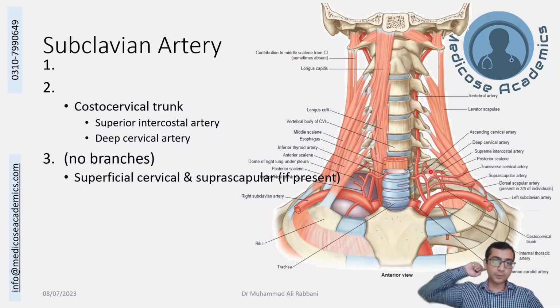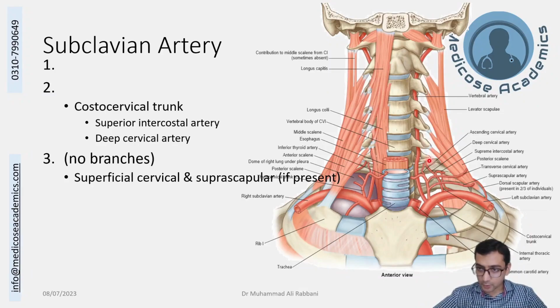The one branch that moves up on the back aspect of the neck is the deep cervical artery. It moves up and supplies the muscles of the back of the neck. And the one part that goes down on the back aspect is called the highest or supreme intercostal artery.